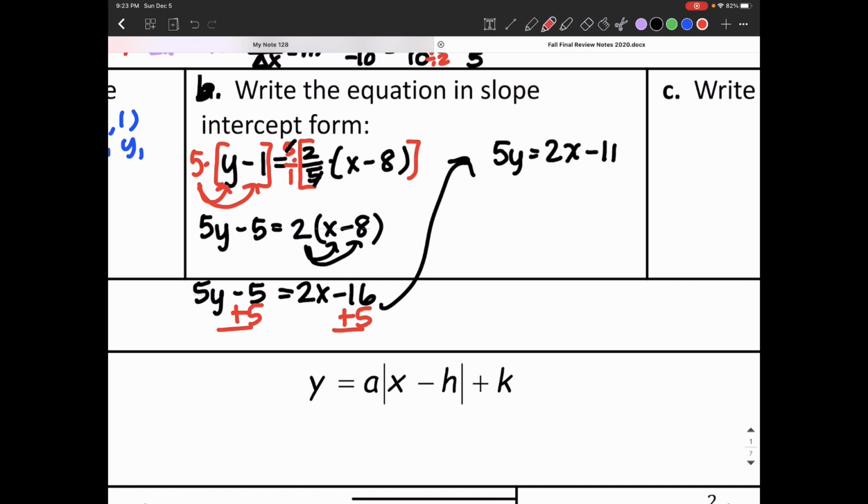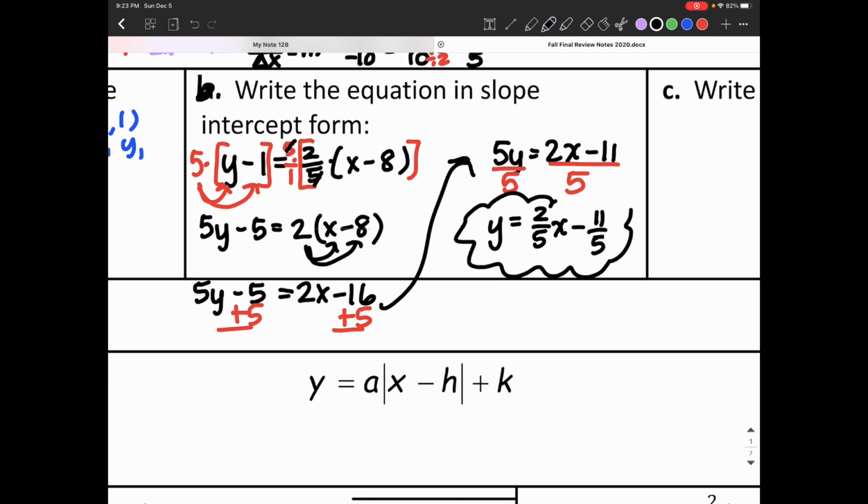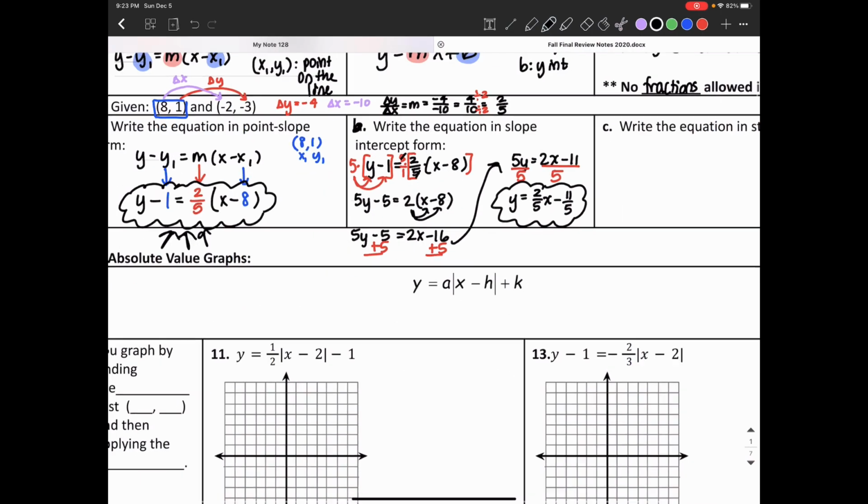And then I'm going to divide everything by 5 to get the y by itself. So I'll have y is equal to 2/5 x minus 11 over 5. And this is my slope-intercept form.